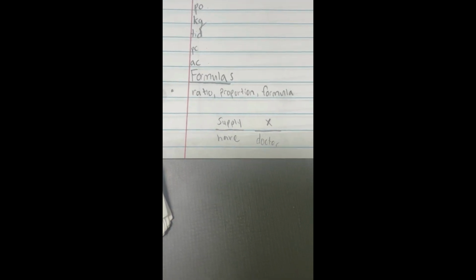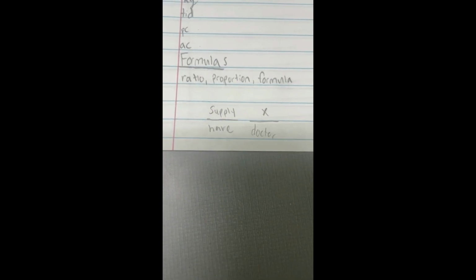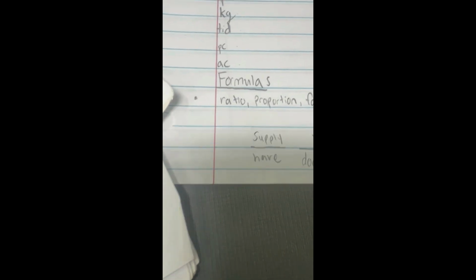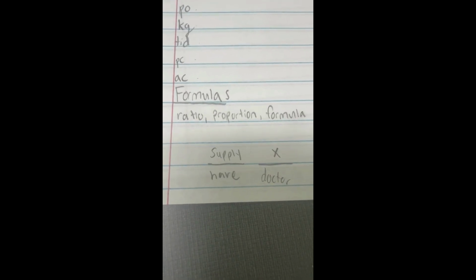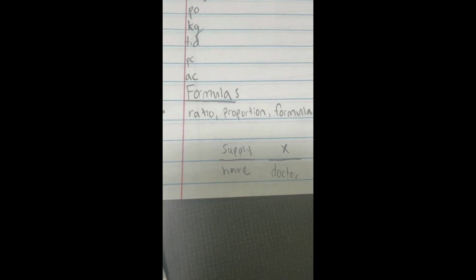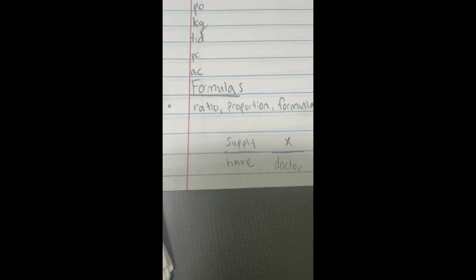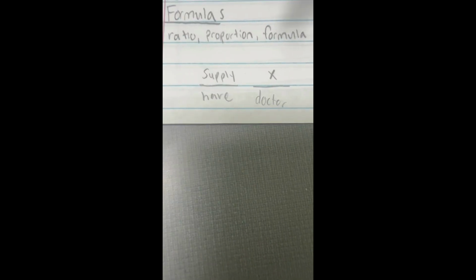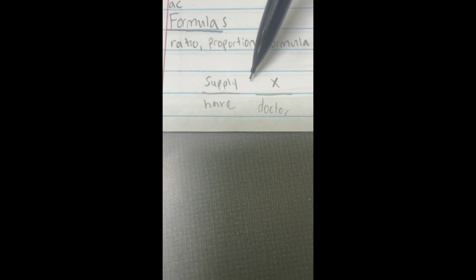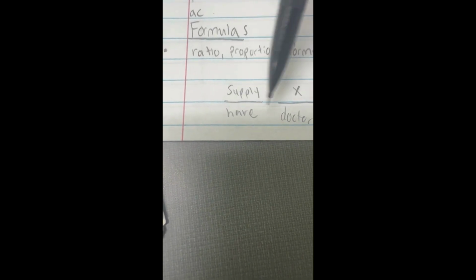All right, we know our abbreviations, we know the basic rule of thumb for conversions. Now we need to know the formula so we can actually begin solving the problems. There are 3 methods that I've been taught: the ratio method, the proportion method, and the formula method. I'm not even going to include the ratio method in this video because quite frankly, I don't understand it and I'm not equipped enough to teach y'all about that. What you see here is the proportion method. It's set up as two individual fractions. The first fraction is supply over what you have, and the second one is X over the doctor.